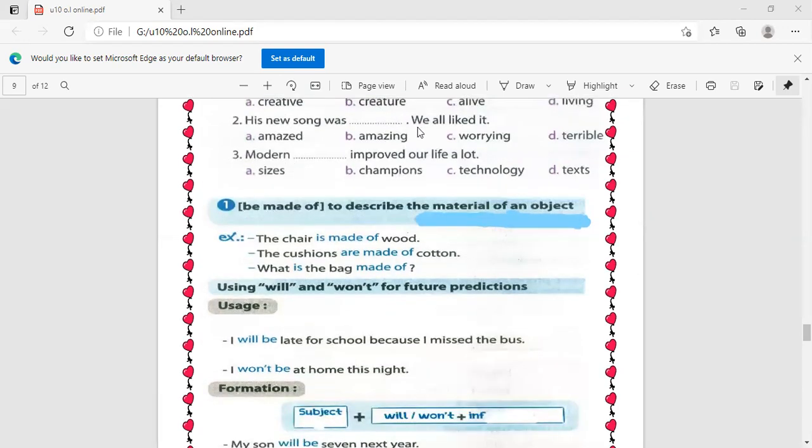His new song was what? We all liked it. Amazed or amazing, worrying, terrible? His new song was amazing, yeah, because here we describe things. When we describe things, we put the adjective plus ing. When we describe persons, we put the adjective plus ed. When I say I'm amazed, I am surprised, I am worried. When we talk about ourselves or anybody else, we put the adjective plus ed. But when we describe the film, it is amazing, interesting, fascinating. So we put the adjective plus ing when we describe things.